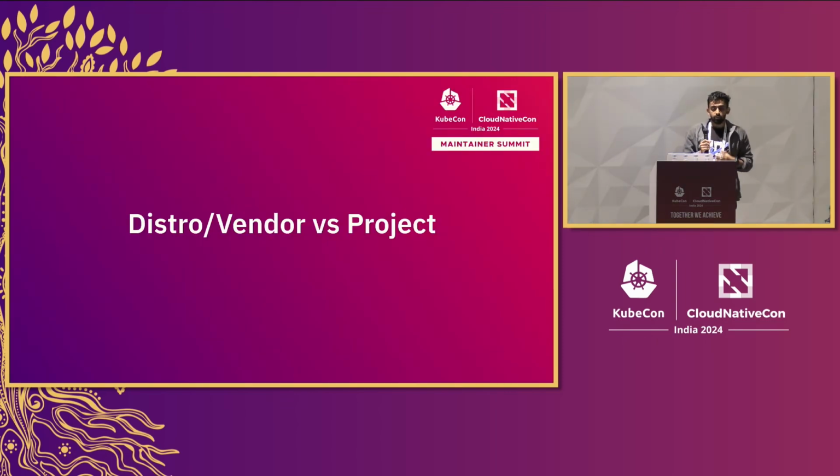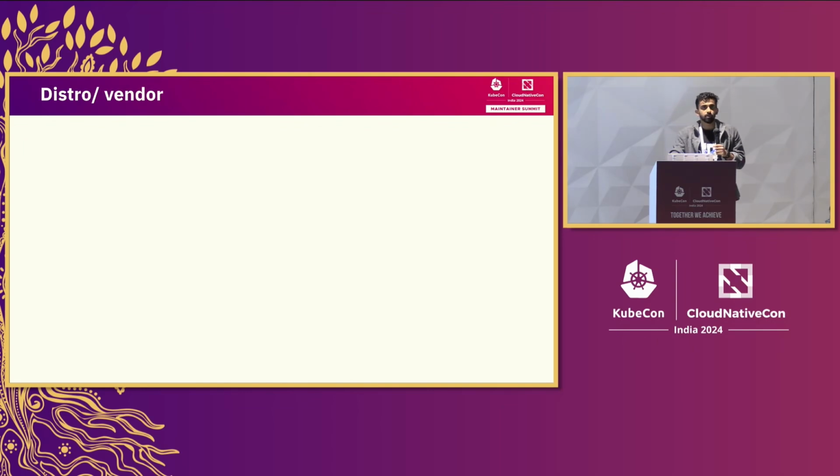Okay, now coming to our main point, to the distro or the vendor or the project, who should actually be doing the packaging and the distribution. So distributions like Ubuntu or Red Hat can do it, or vendors like cloud vendors like Google, AWS also do it on their own. So now first we will see how the distributions or the vendors do it.